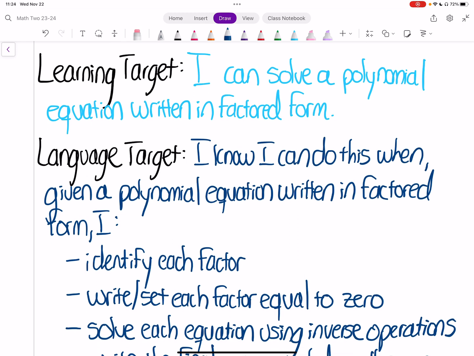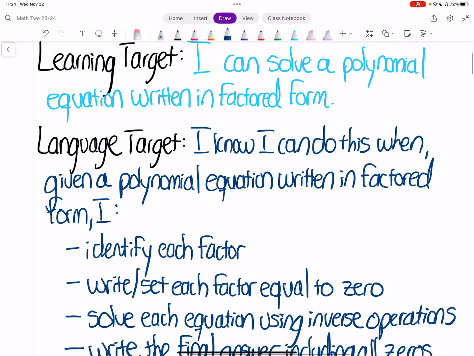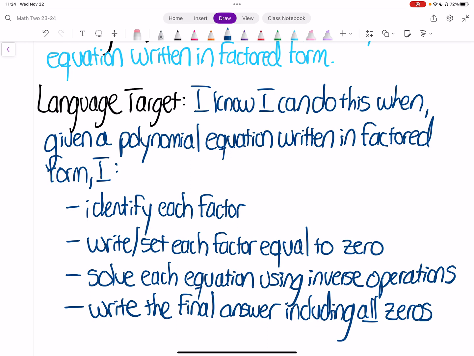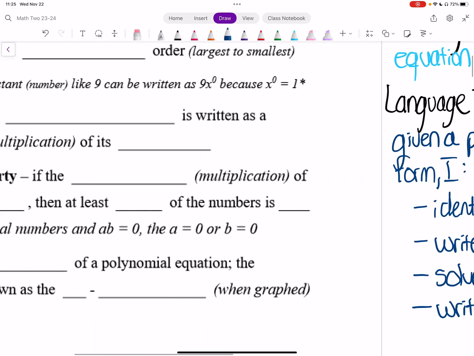you'll be able to do that when, given a polynomial equation written in factored form, you identify each factor, write and/or set each factor equal to 0, solve each resulting equation using inverse operations, and then finally write the final answer including all zeros, roots, and solutions.